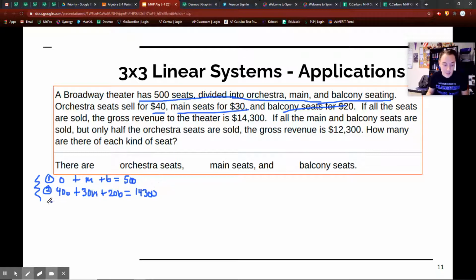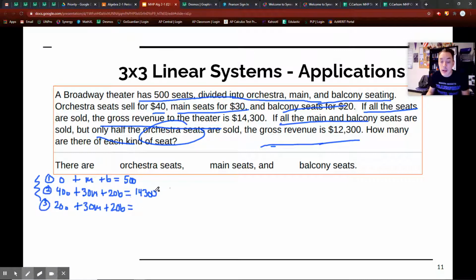Fantastic. Now, my third and final is almost the exact same. If all the seats are sold, it's 14,000. Or sorry, I already said that. So if all of the main and balcony seats are sold, but only half of the orchestra seats, the gross revenue is $12,000 here. So what does that mean? That means only half the orchestra seats. Well, what's half of 40? I can just take half of it, right? So that means just 20. Okay, so 20 orchestra plus, and then the other things remain the same: 30 main, 20 balcony, but it's a different revenue. So I actually don't make 14,000; I make 12,000.